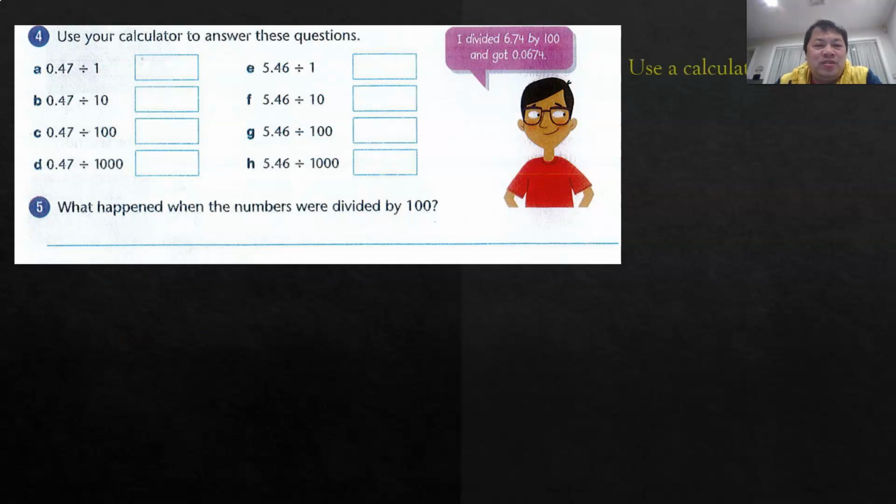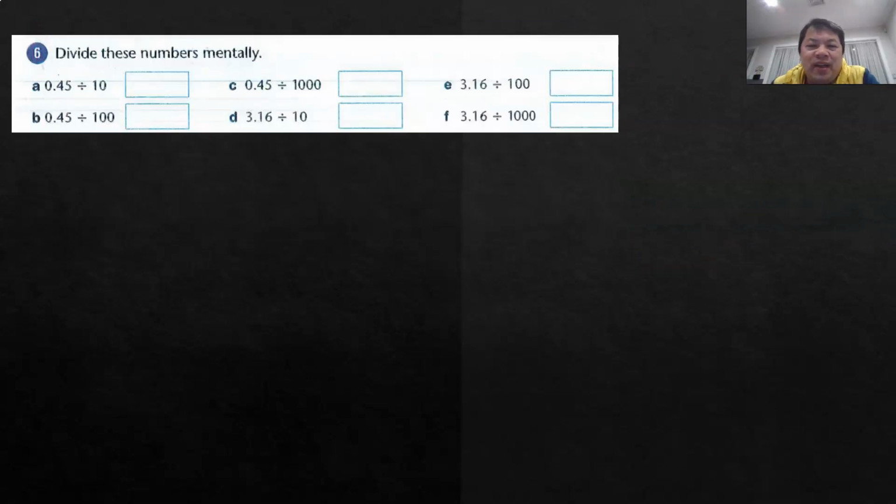What about division? Same thing again, use a calculator, solve question 4, and then they ask you, what do you observe when you divide a decimal by 100? I'm sure you'll be able to explain that in words. And then after that, I will show you the mental process when you want to divide a decimal by 10, 100, or 1,000.